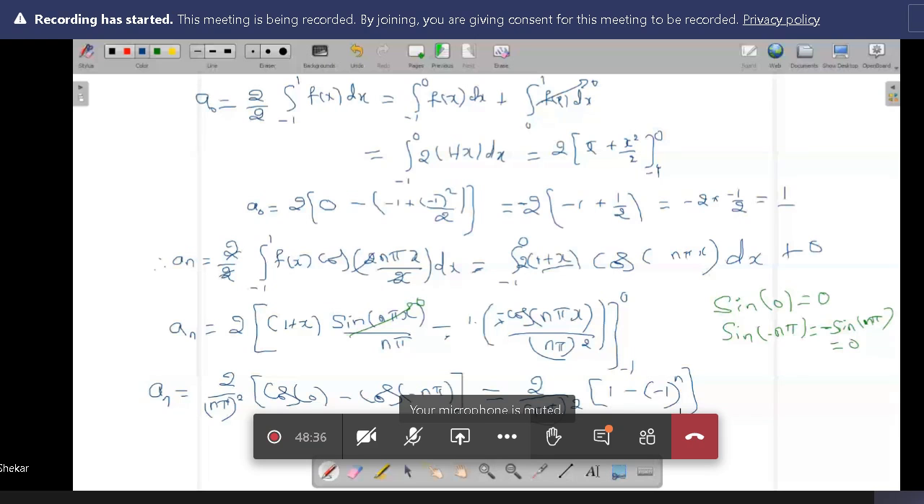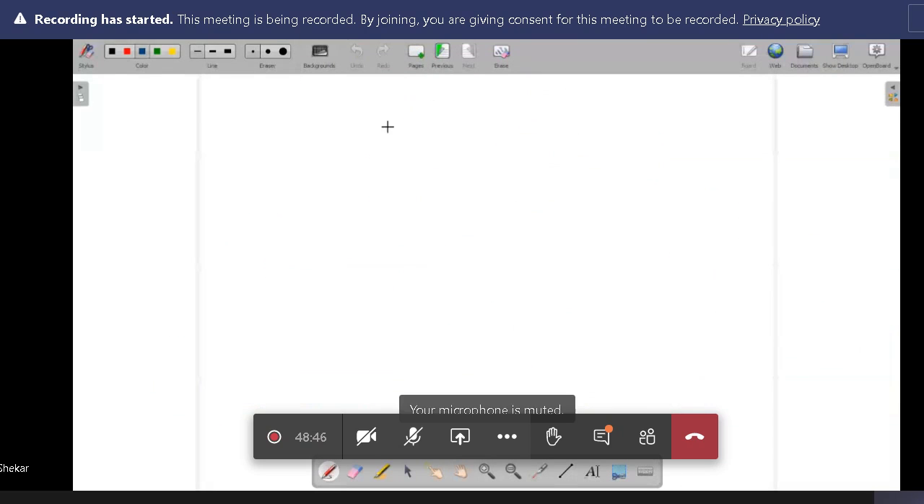So this is the required a_n. Now we need to find b_n. So b_n is 2 by T, that is 2 by 2, integration from minus 1 to 1 of f(x) into sine(2n pi x by 2) dx.